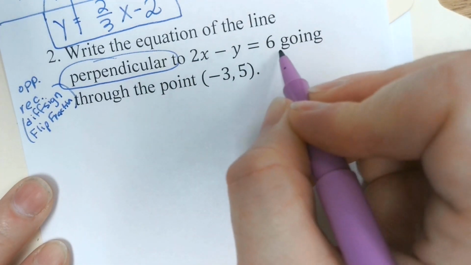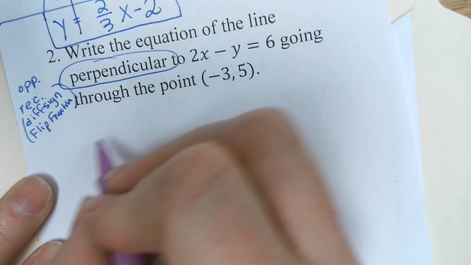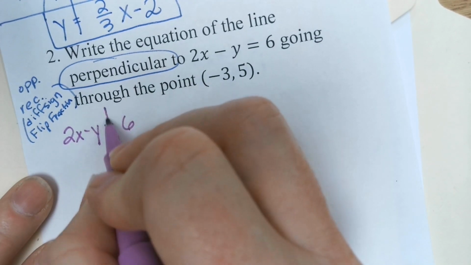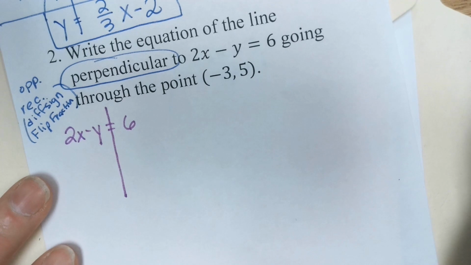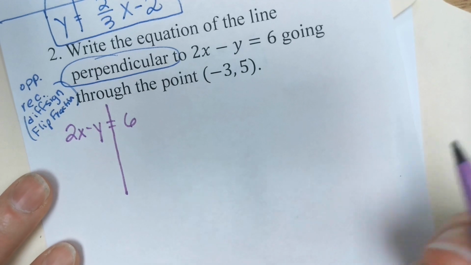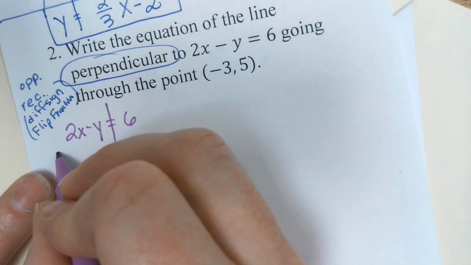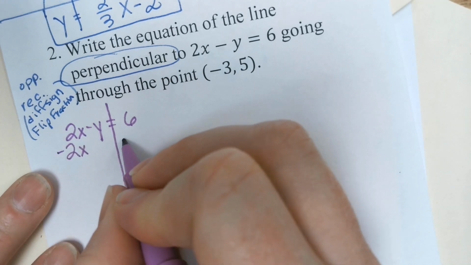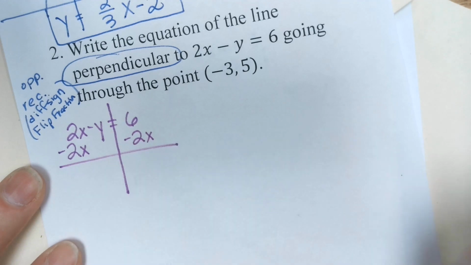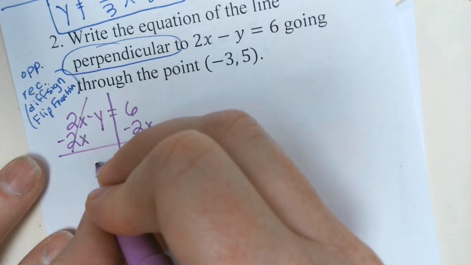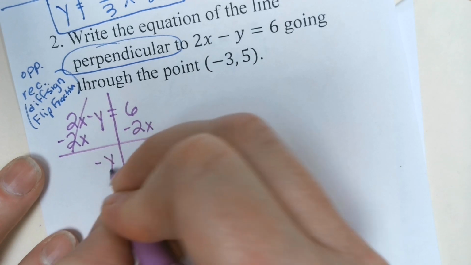So because it's in this form, we have to solve for y first. So 2x minus y equals 6. In order to know what the slope is, I got to get it to say y equals mx plus b. So we need to move the x. How do we move the x? Minus 2x. Your left cancels, and you're left with negative y equals.